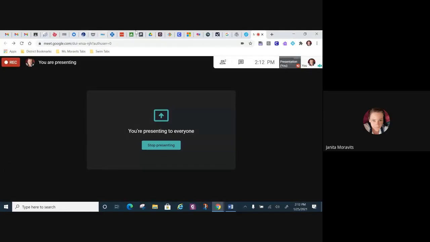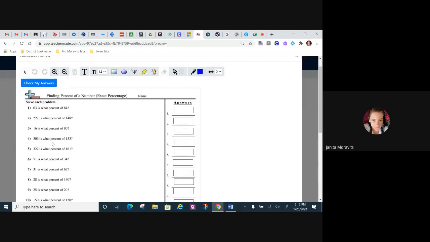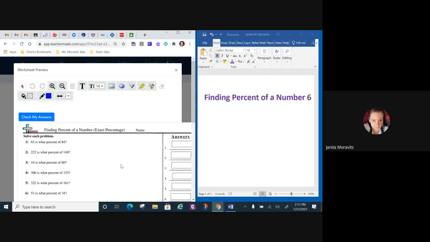All right, we're going to take a look at finding percent of a number 6. You've done some like this already where you were given the part, which was 63, and you were given the total, which was 84, but you had to find the percent. So we're going to go over how to do that really quickly.